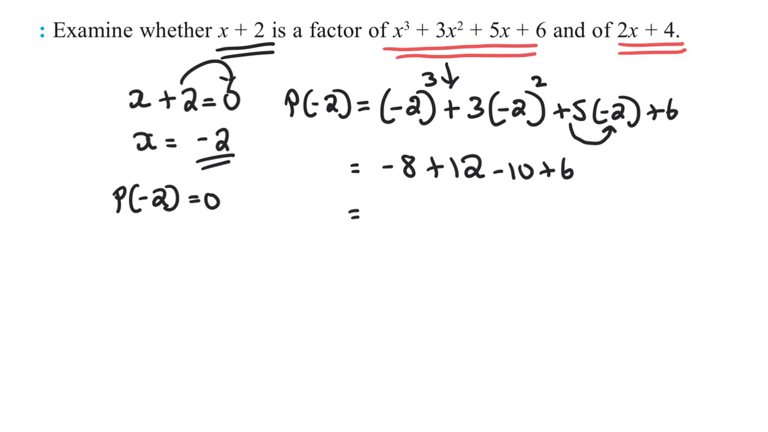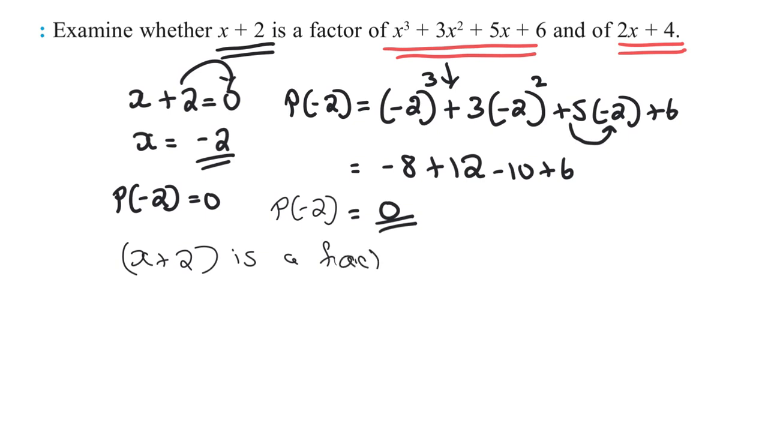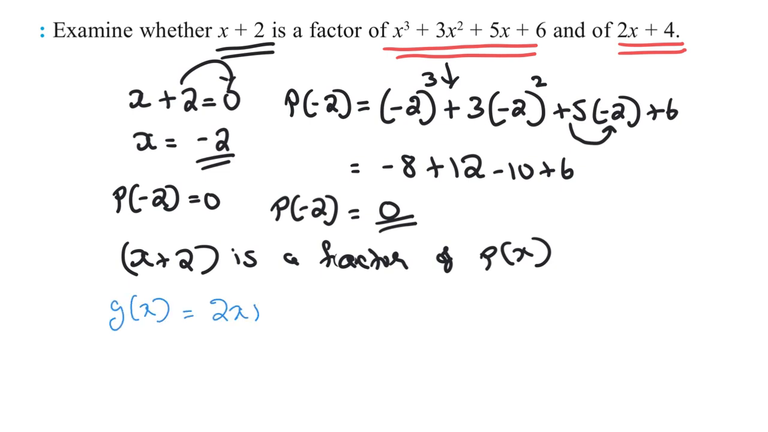Now just add and subtract. And when you do that, is p of minus 2 equal to 0? It is. Because p of minus 2 is equal to 0, that means x plus 2 is a factor. What is the spelling of factor? Okay. Is a factor of the polynomial. Understand? The same logic goes for the polynomial. Let's label that as g of x equal to 2x plus 4.